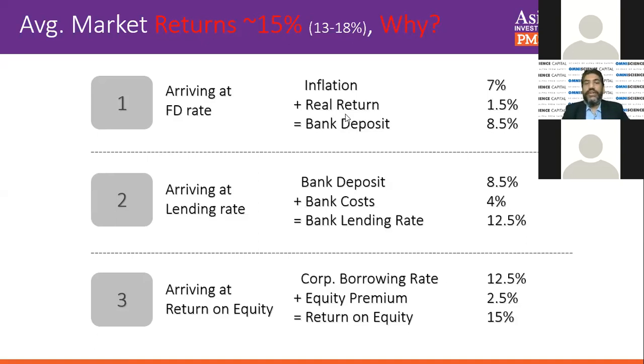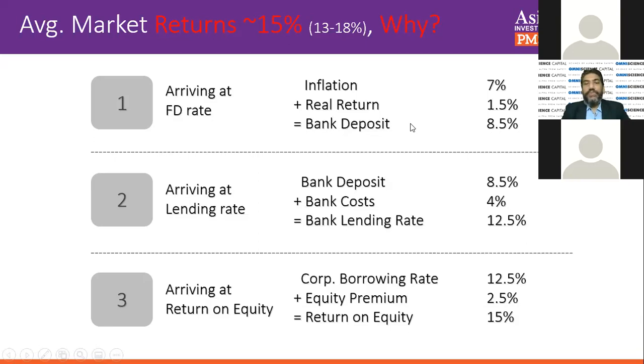You want 1.5% as real returns, and that's why the bank has to, in the long run, not today, typically on average, give you something like 8.5% on a deposit when inflation is 7%. So suppose inflation is 5%, you are talking of 6.5%. Then arriving at the lending rate.